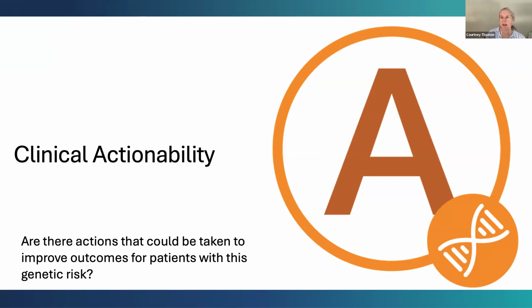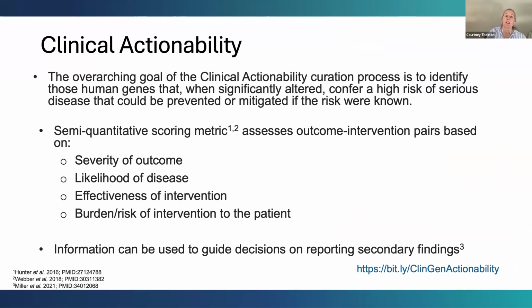So for clinical actionability, we really start to look at whether or not there are actions that could be taken to improve outcomes for patients with a genetic risk. And so the overarching goal for their curation process is to identify human genes that, when significantly altered, can confer high risk of serious disease that could be prevented or mitigated if the risk were known. So equally like gene curation and some other curation activities, we do have a semi-quantitative scoring metric for that to assess the outcome intervention pairs. This will be based on things like severity of the outcome, likelihood of disease, effectiveness of that intervention, and the burden and risk to the patient.